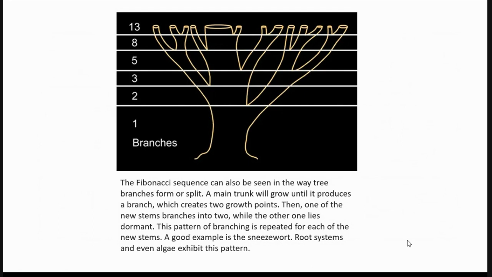So the pattern of branching is repeated for each of the new stems. A good example is the sneezewort. I guess if you see a sneezewort tree, it's going to follow this almost religiously. And root systems. Going down, roots will also develop the same type of pattern.